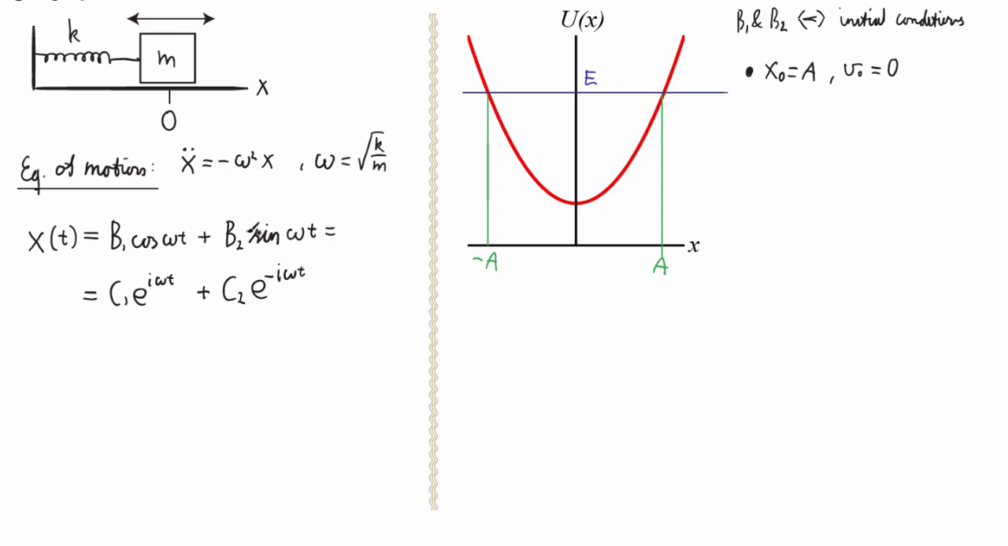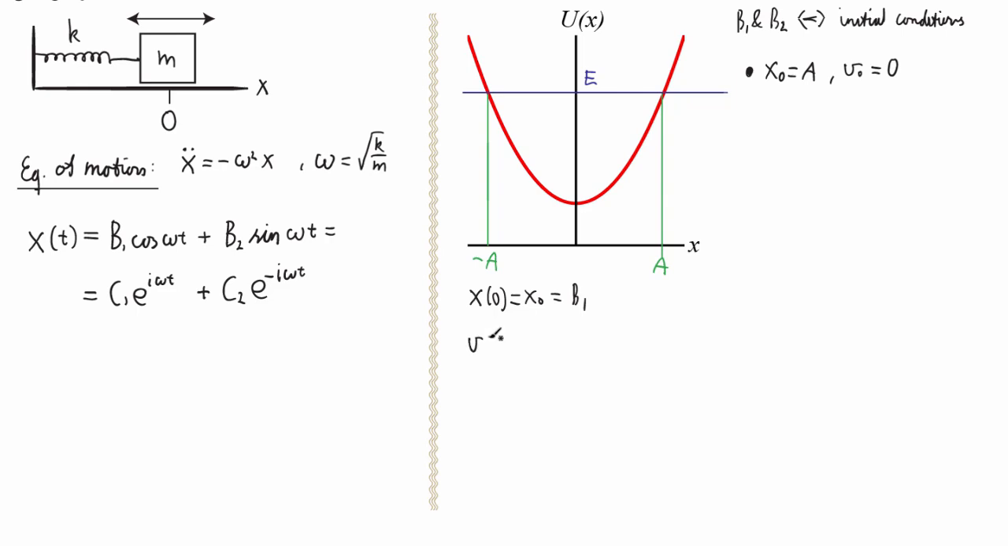Let's see what values of b1 and b2 that corresponds to. So first, we realize, of course, that x at time 0, that's x naught, is going to just be b1, right? Because sine of 0 is 0, cosine of 0 is 1.